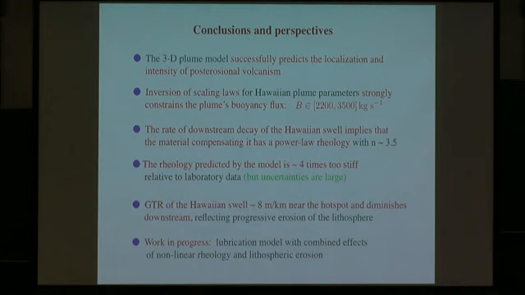The inversion of scaling laws that I showed you for the Hawaiian plume parameters strongly constrains the plume's buoyancy flux. This is the strongest constraint, I think, that comes out of that analysis, to between 2,200 and 3,500 of these units, which again is a factor of two to three smaller than in previous analyses.